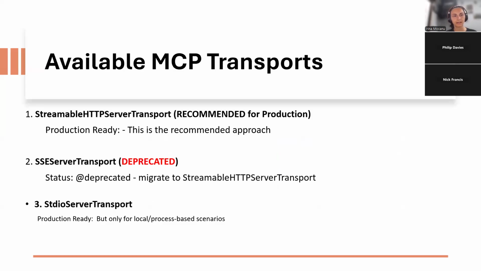We need to have a couple of available MCP transports. So there's a few ways we can implement MCPs, and we should be aware of them. Reason for that is when we add MCP, we need to know what type of MCP we should create and for what specification. So the first one is streamable HTTP server transport. This one is recommended for production. This is the latest version that everyone is using.